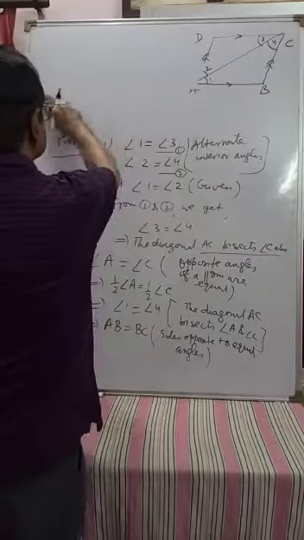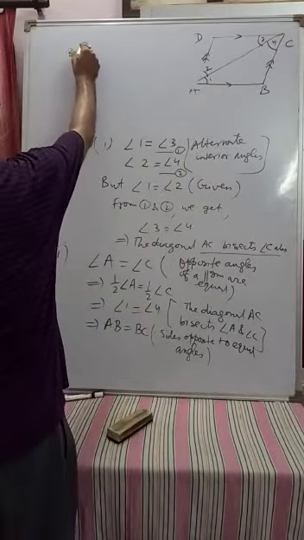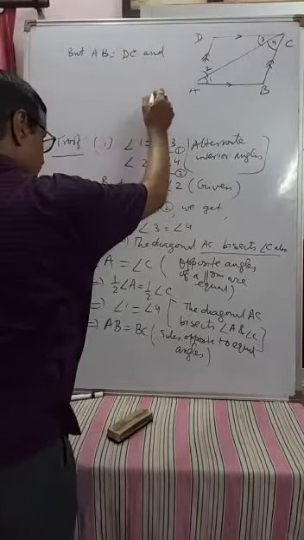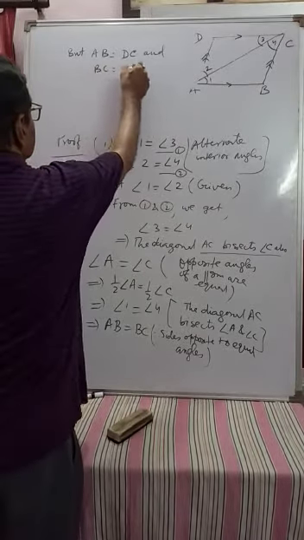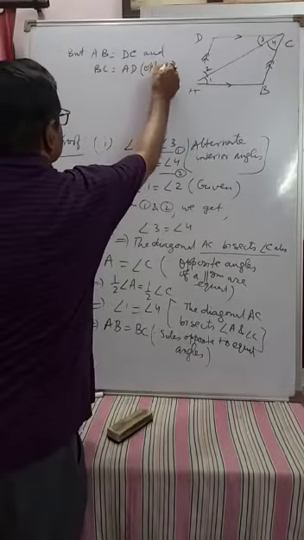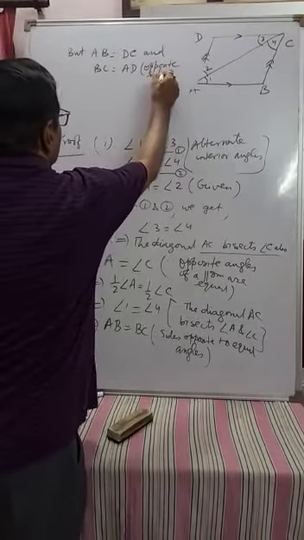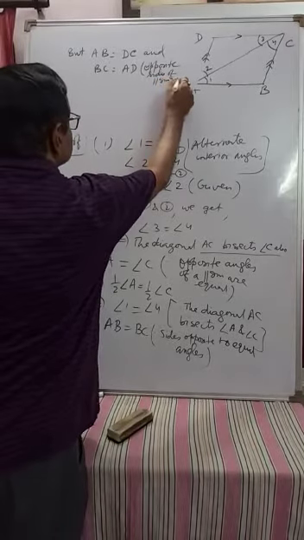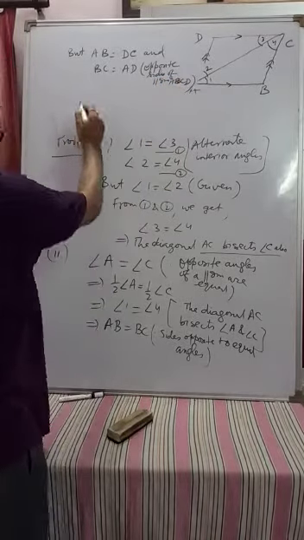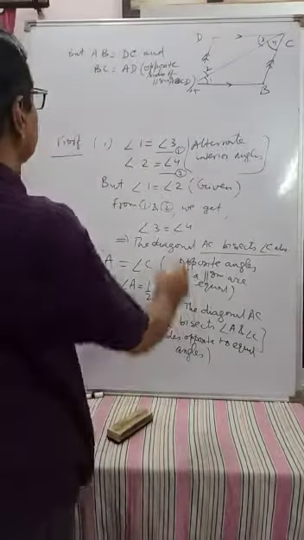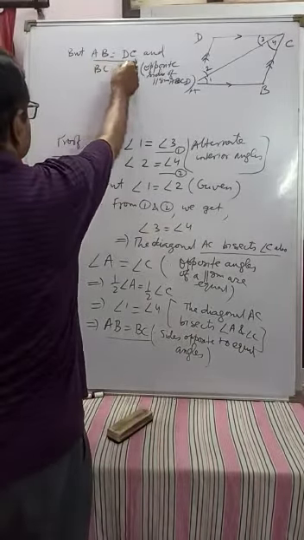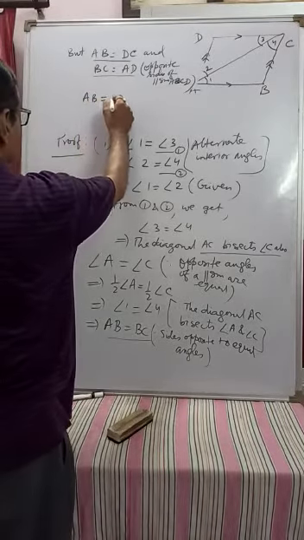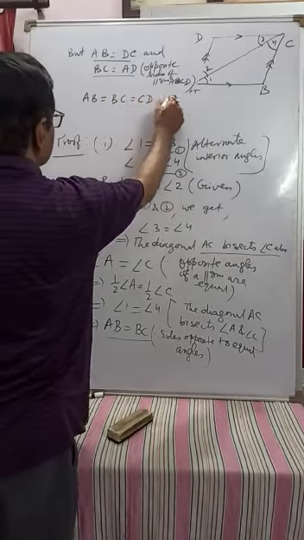But AB is equal to DC and BC is equal to AD, opposite sides of parallelogram ABCD. So we have proved AD is equal to BC. Now by property we can say AB is equal to DC and AD is equal to BC. That means all the four sides are coming equal. So AB is equal to BC is equal to CD is equal to DA.